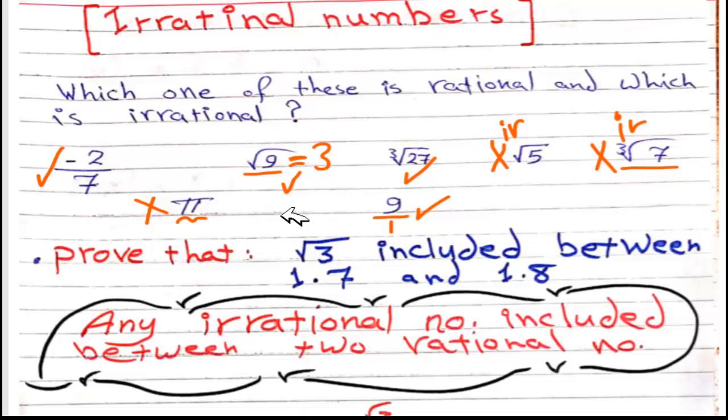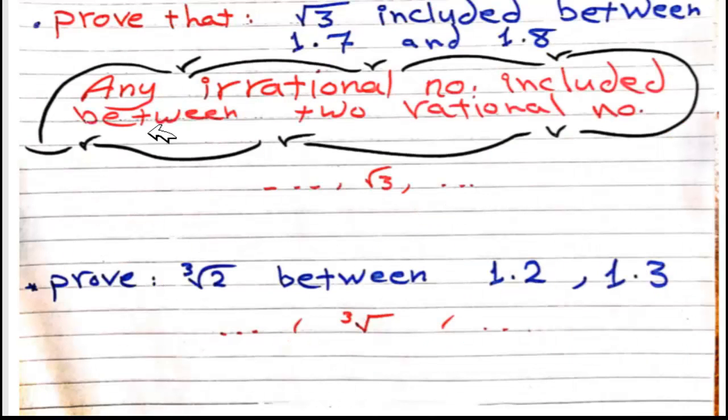Okay. Question number 2. Prove that the square root of 3 is included between 1.7 and 1.8. And you have to keep this, it is very important: any irrational number is included between two rational numbers. You have to remember the rational number is any number you can write as a fraction, but the denominator is not 0.